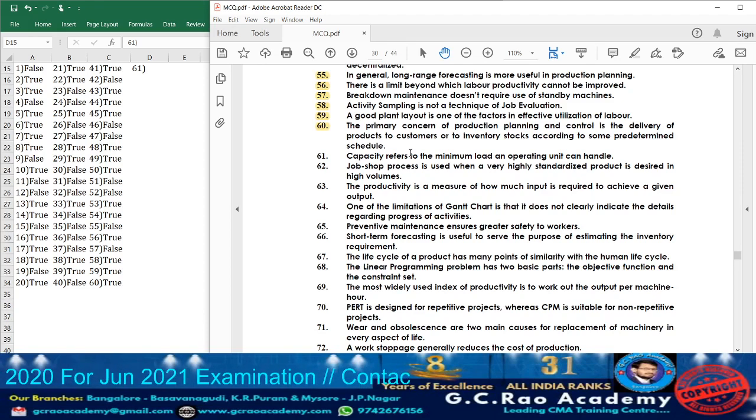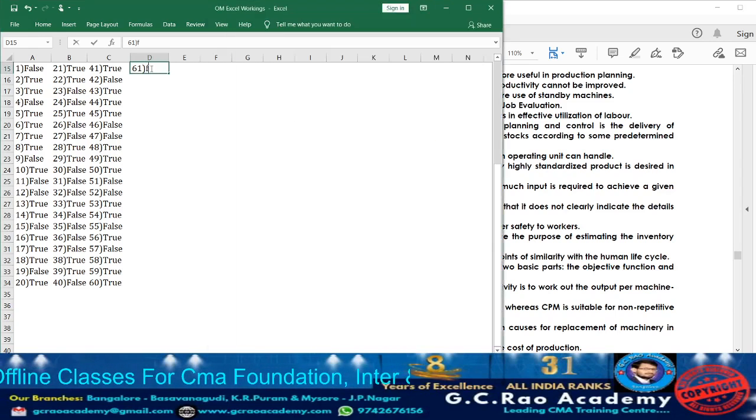Now let us move on to statement 61. What they are telling: capacity refers to the minimum load an operating unit can handle. Sorry, capacity means what? The maximum load an operating unit can handle. They have given the word minimum. It would be true if capacity referred to how much maximum load that operating unit can handle; that we call capacity. Here they have given minimum load. So accordingly, the statement is false.